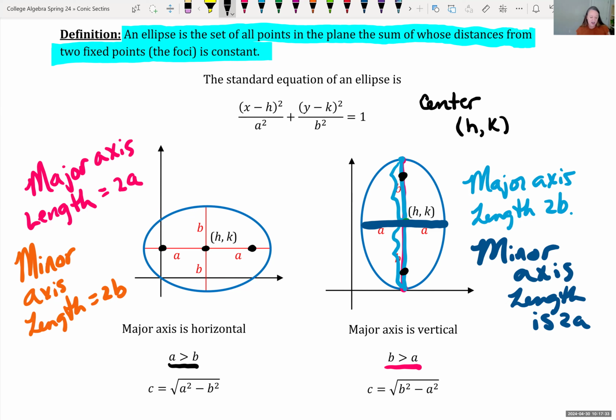To get that value, we either add or subtract a length of C from our center. In this case it's from the x value of the center, or we add and subtract C from the y value of the center. To get C, it's always equal to the square root of A squared minus B squared. It's always the largest number underneath the denominator, once it's in standard form, squared, minus the smaller number squared, and then take the difference.